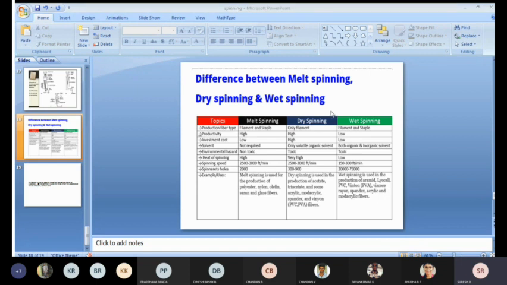So these are the differences between the melt spinning, dry spinning, and wet spinning processes. Okay. You can note down these differences. Everyone note down the differences, very important from the examination point of view. Everyone note down the differences between the three different types of spinning process.